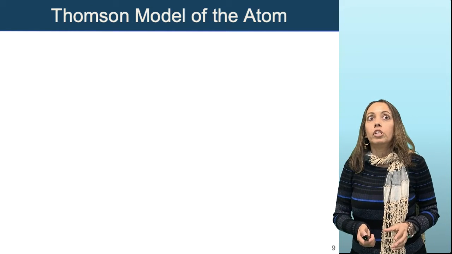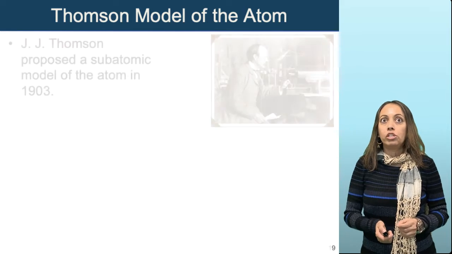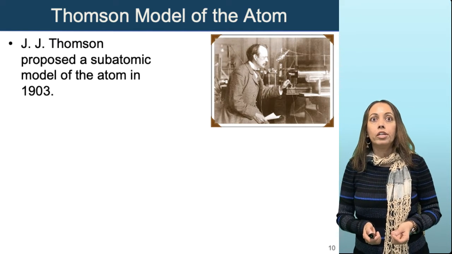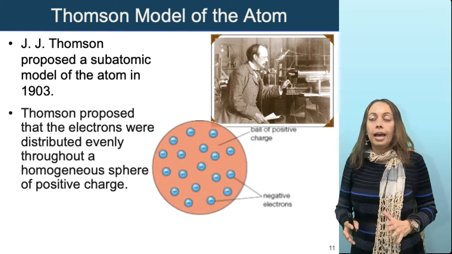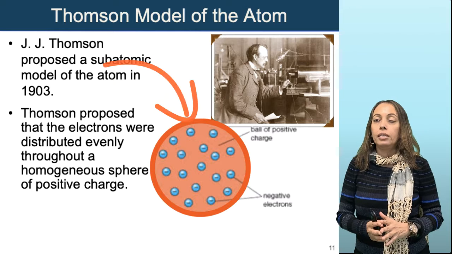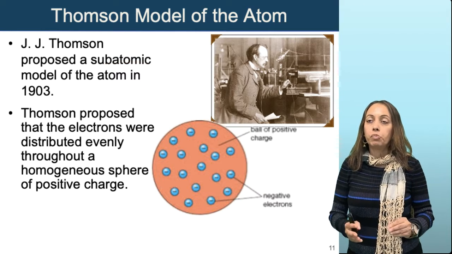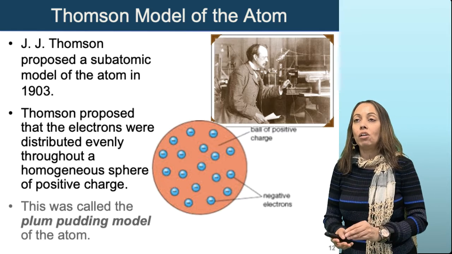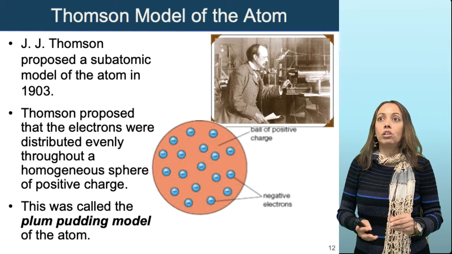Based on this discovery, another English chemist, J.J. Thomson, proposed a model known as the plum pudding model. According to this model, the atom is a sphere which is made up of a positive charge, and the electrons are embedded throughout the sphere. So the electrons resemble the raisins in a plum pudding, or you can think of a chocolate chip muffin.